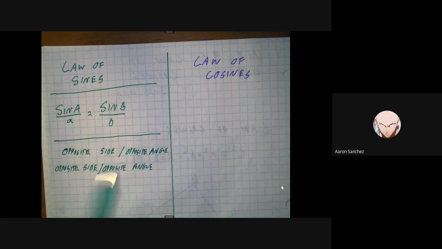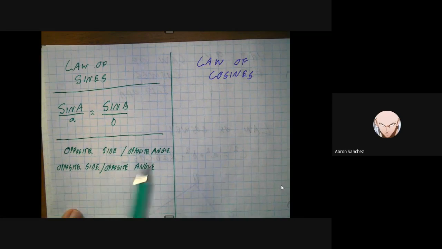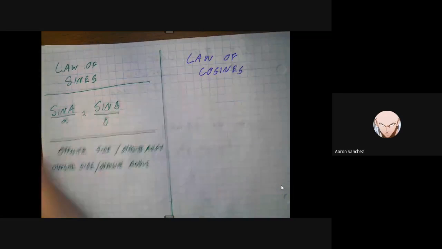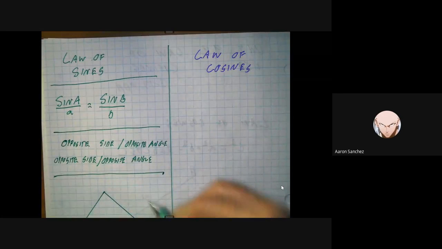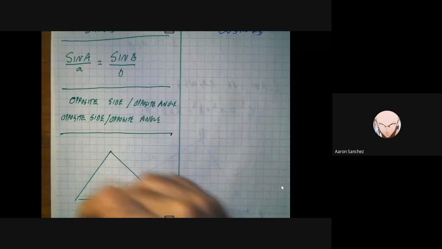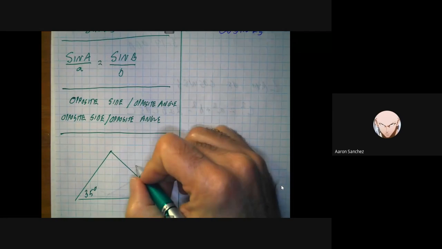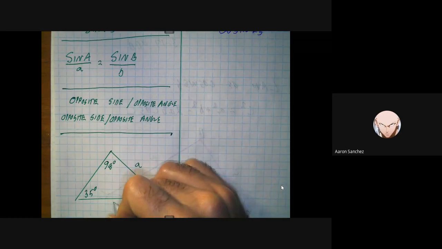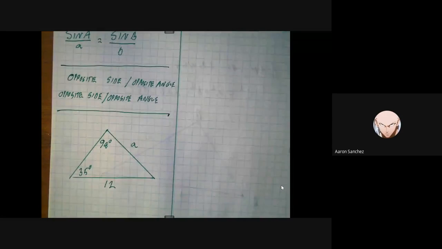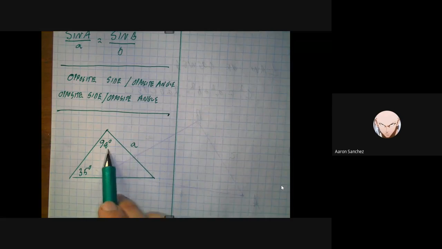So one of those is unknown. You could be solving for a side, you could be solving for an angle, but you need to know that you have an opposite side, opposite angle, opposite side, opposite angle. It looks something like this. Say this is 35 degrees, and this is A, and this is 98 degrees, and this is 12. Okay, so this one you use the law of sines. I have 4 parts, 1 unknown and 3 knowns, right? I have an opposite angle, and I'm solving for the opposite side, and I have an opposite angle, and I'm given the opposite side. That's when I'd use the law of sines. Okay, we did that yesterday.